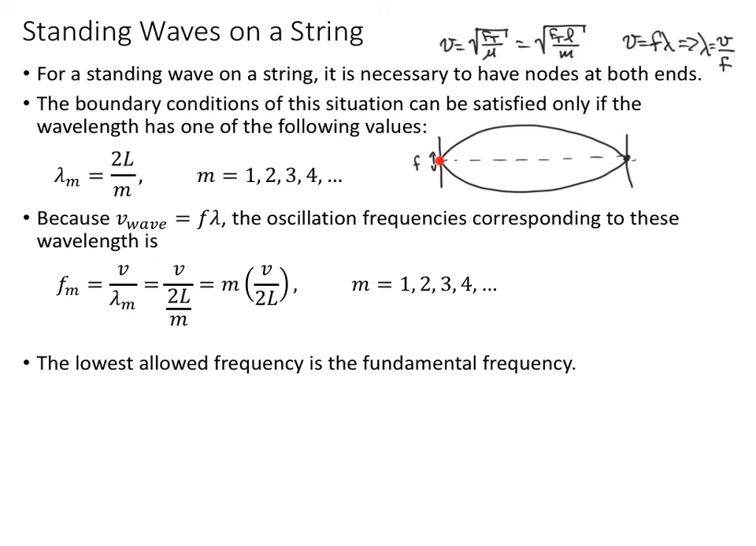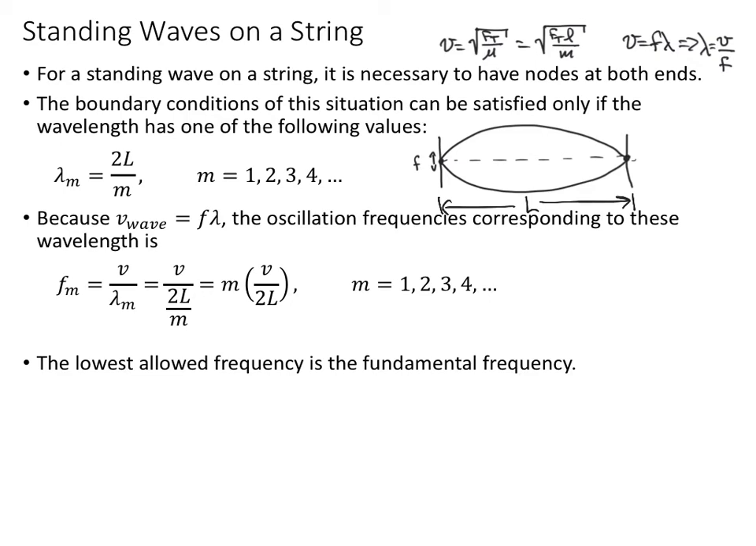So this corresponds to a half of a wavelength, with the boundary conditions that I have to have nodes at the ends. So I can get a half of a wavelength, or one wavelength, or 1.5, or 2, and so on. So I can only get particular wavelengths, and the wavelengths I'm allowed to have, a series of wavelengths, is equal to 2L over m, where L is the length of my string.